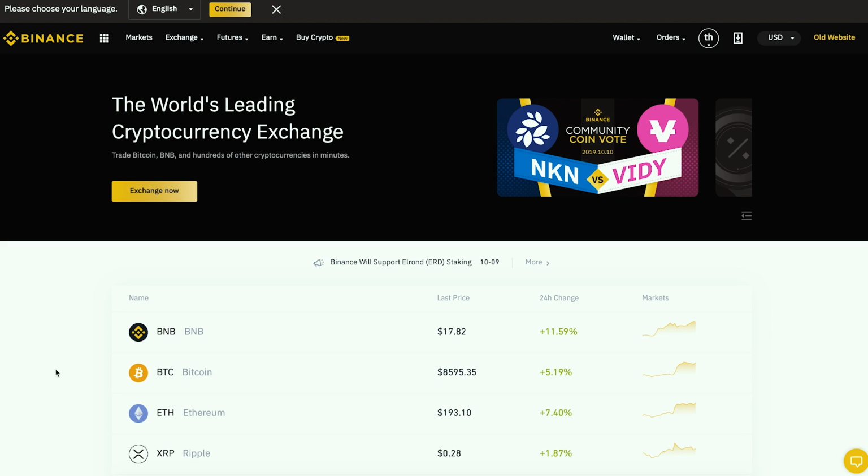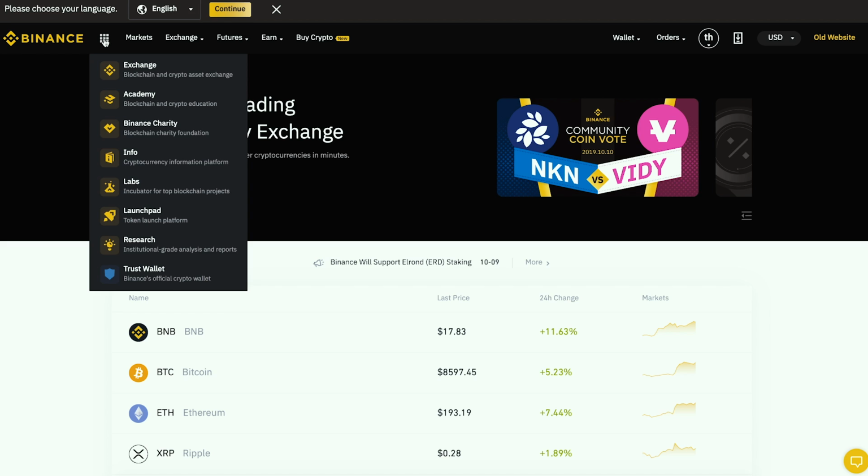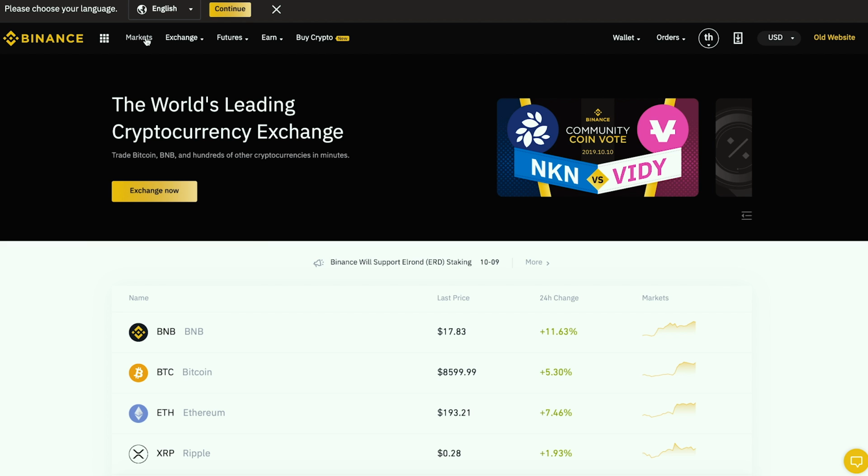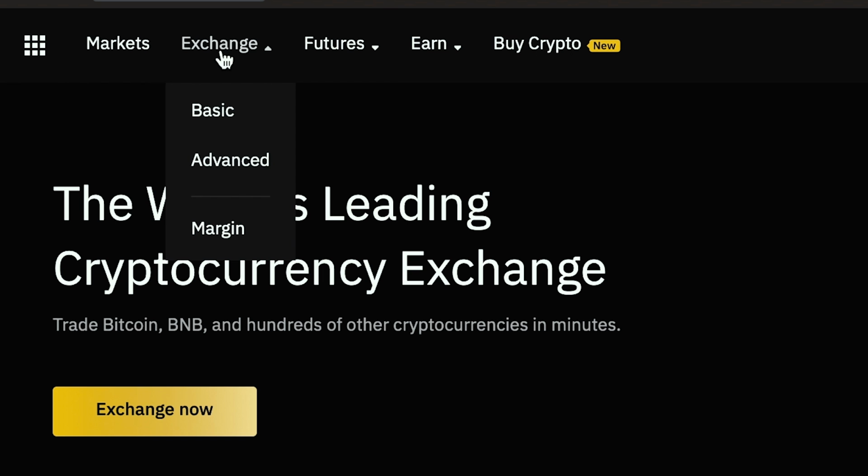Here we are clicking around. This is the basic Binance exchange window. So here's Binance. You can see there's your exchanges, Academy, Launchpad, info. You can go to your markets, the exchanges, and then you can see they added a few new things.